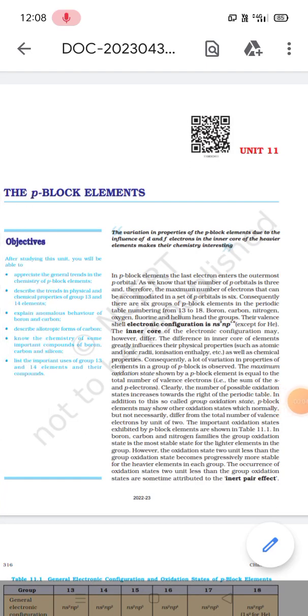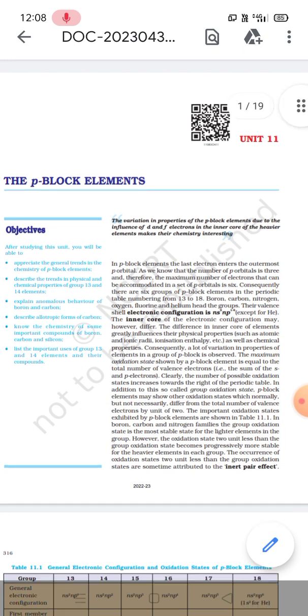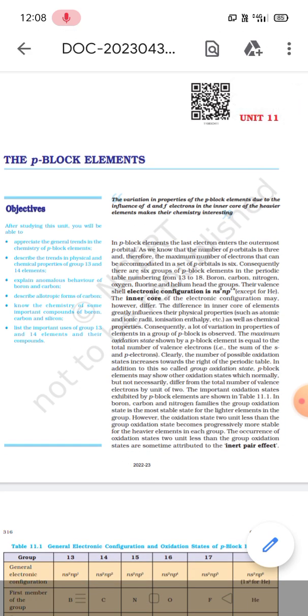Today we are discussing our inorganic chapter, p block elements. So, introduction. In p block elements, the last electron enters the outermost p orbitals. As we know, the number of p orbitals is 3, and therefore the maximum number of electrons that can be accommodated in a set of p orbitals is 6. Consequently, there are 6 groups of p block elements in the periodic table, numbering from 13 to 18.